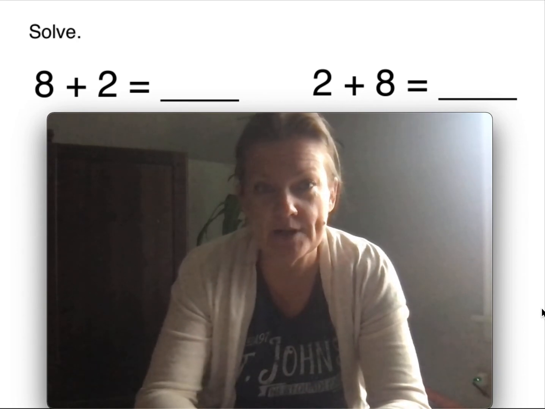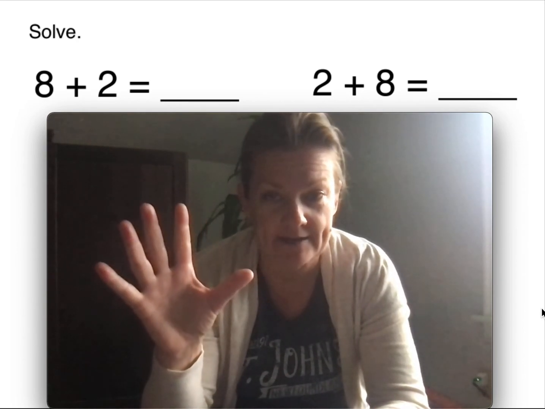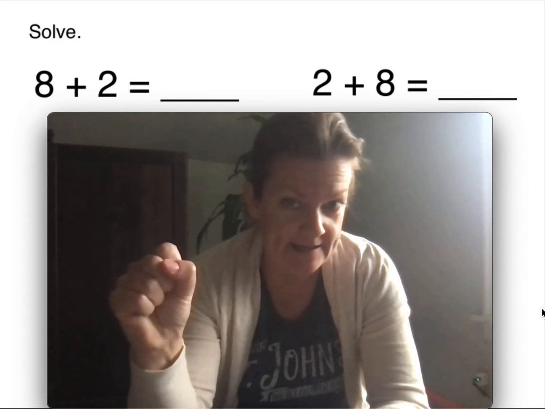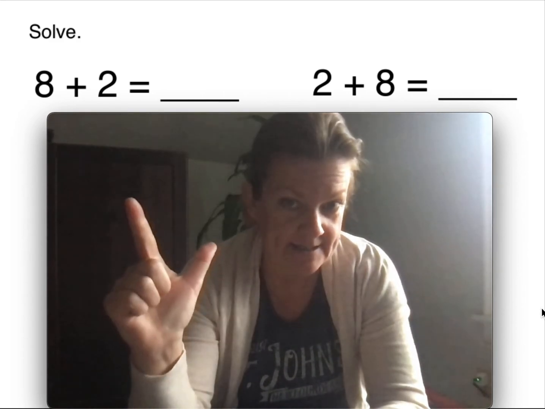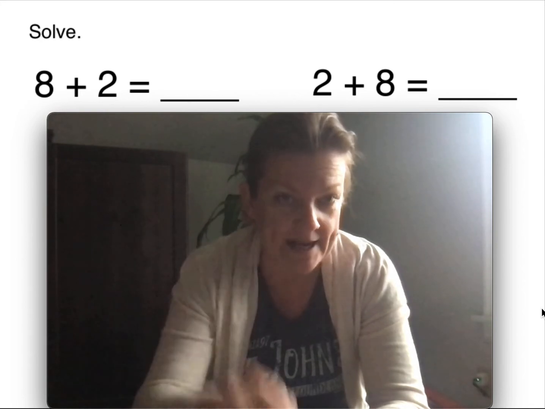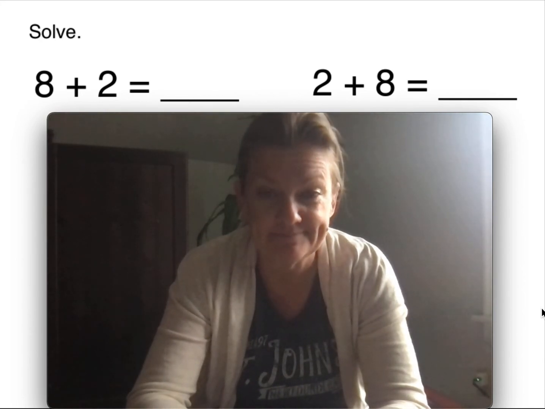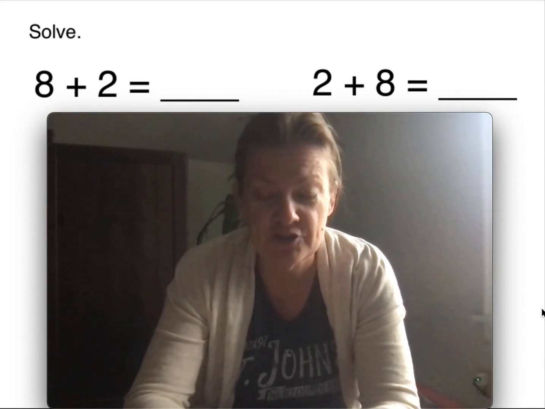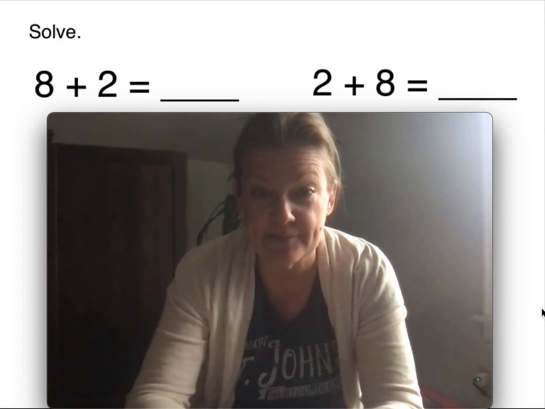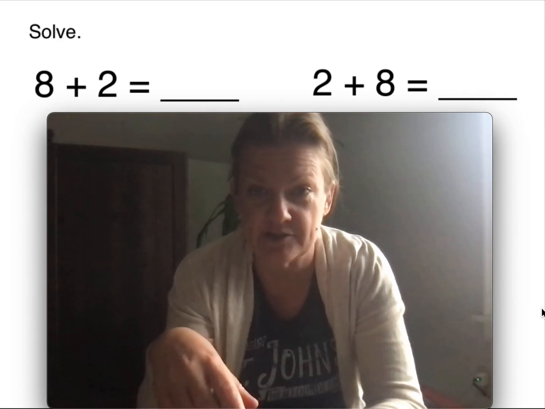So the first one is 8 plus 2, so we're going to grab the 8. Everyone, 8, 9, 10. So we've counted two more. 8 plus 2 equals 10. And then second one, 2 plus 8. 8 is a big number, so we're going to have to use two hands to keep counting.